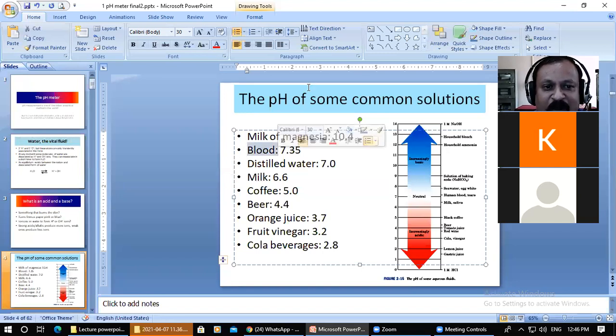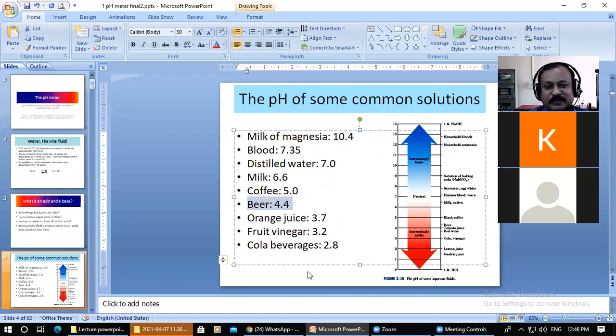Then the pH of blood, you might be knowing, is slightly alkaline. It is 7.35. Distilled water, of course, the pH is 7. It is neutral pH. The pH of milk and coffee is slightly acidic again.